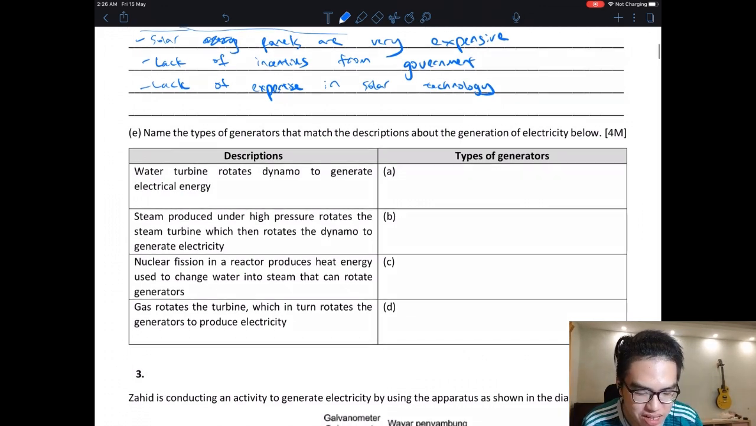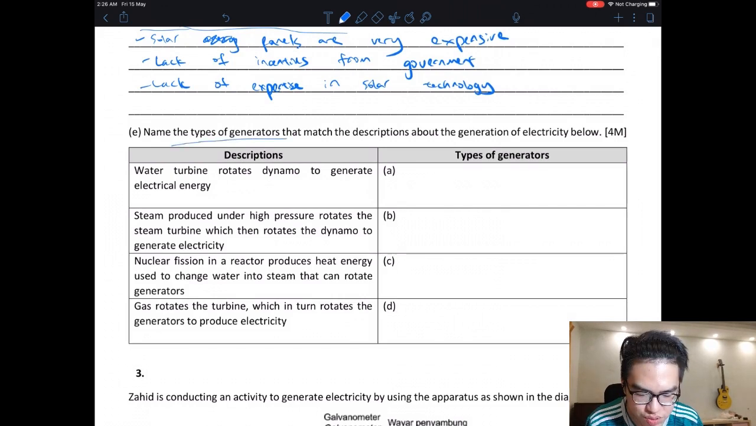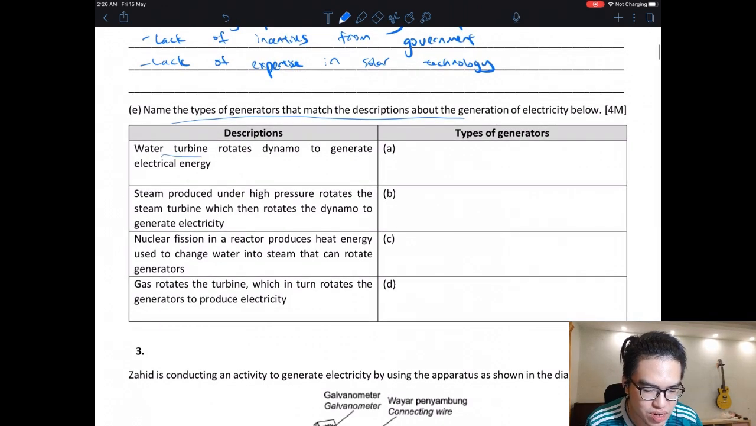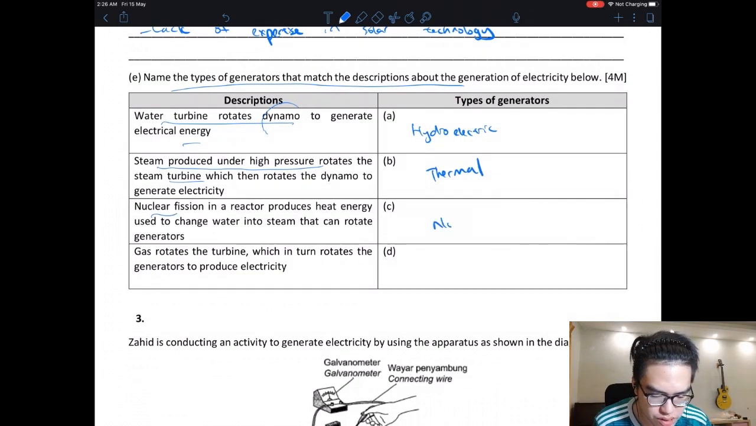So E, name the types of generator that match the description. Water turbine rotates dynamo. Okay, dynamo is generator lah, not the washing powder. So this is hydroelectric. Steam produced under high pressure rotates steam turbine. So this is thermal. Okay, nuclear. This is nuclear lah. Nuclear generator.